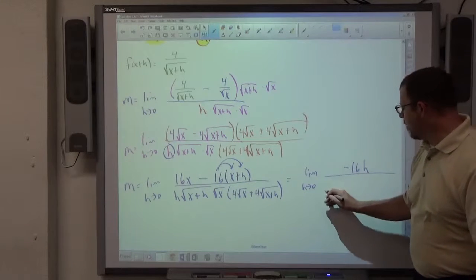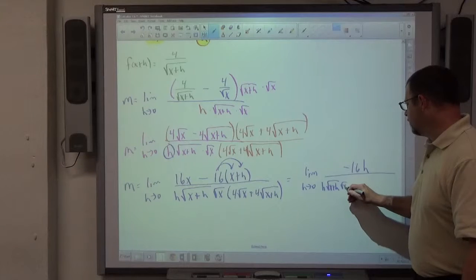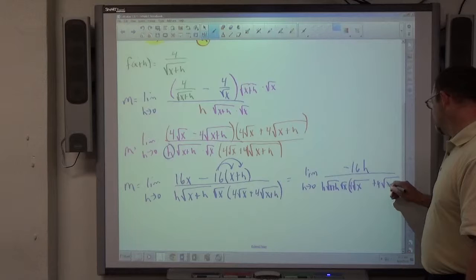On the bottom, I've still got my h times the square root of x plus h times the square root of x times the quantity 4 times the square root of x plus 4 times the square root of x plus h.